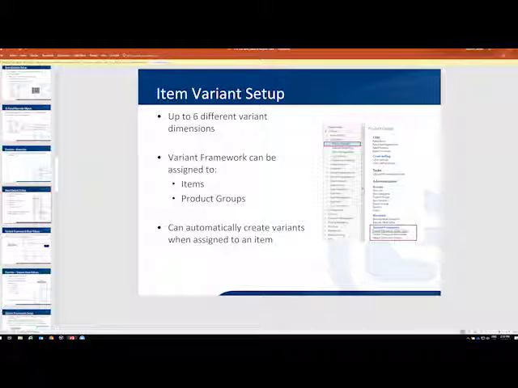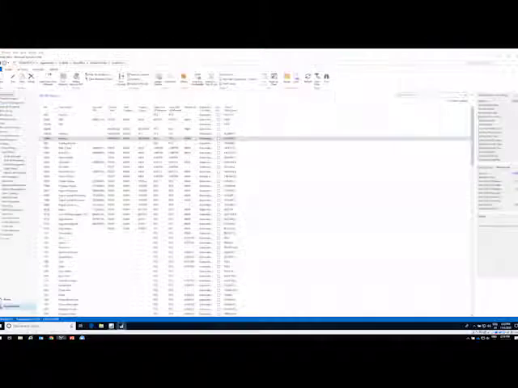On the item card, we have this field, variant framework. In there, we specify what is the variant framework that we are going to use. And basically, we first need to set up the framework. But in LS Retail, we have the variant framework codes, or the base values.